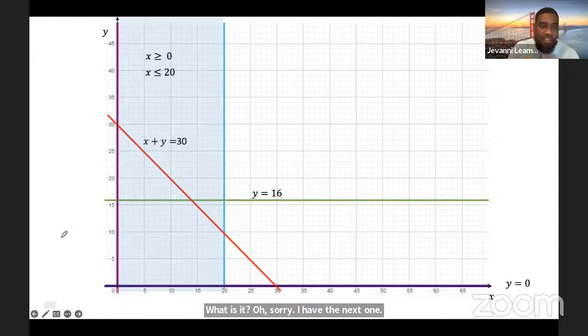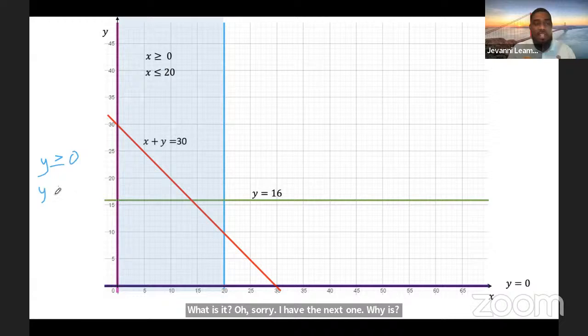Y is, what was it? Y is greater than 0 and y is less than 16. Where would that region be? Where would that region be bounded? So it says y is greater than 0.